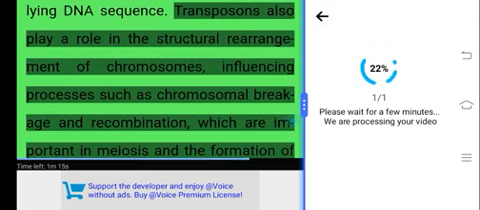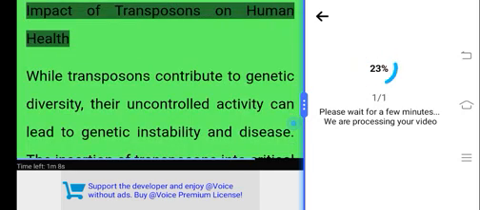Transposons also play a role in the structural rearrangement of chromosomes, influencing processes such as chromosomal breakage and recombination, which are important in meiosis and the formation of genetic diversity in populations. Impact of transposons on human health.